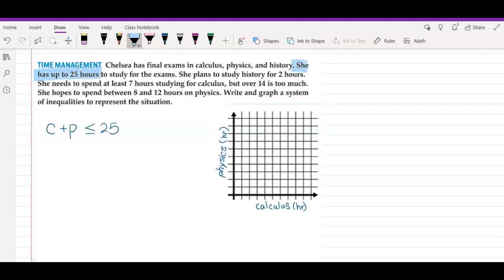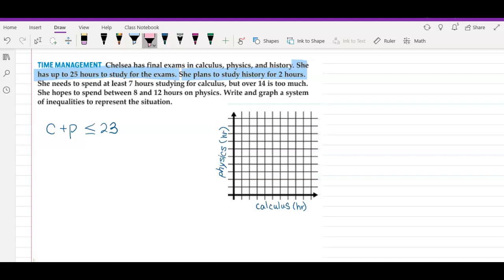She has up to 25 hours to study for all 3 exams, but she plans to study history for 2 hours. So we're going to take away 2 of those hours. Calculus and physics cannot exceed 23 hours total then. When I count calculus and physics, it must be less than or equal to 23.